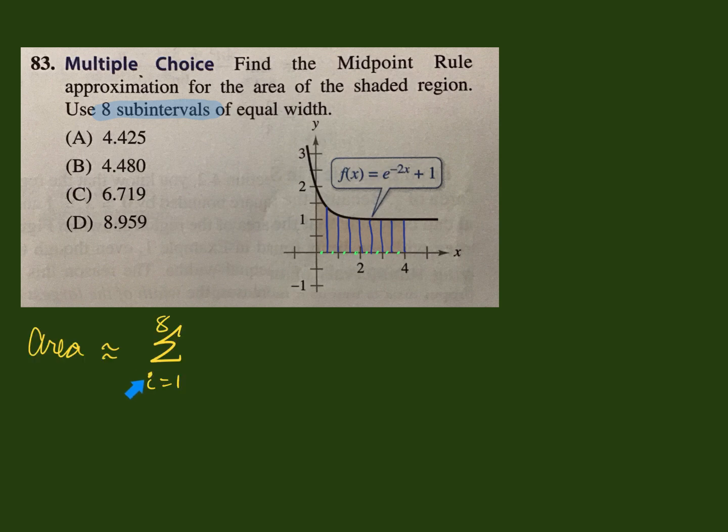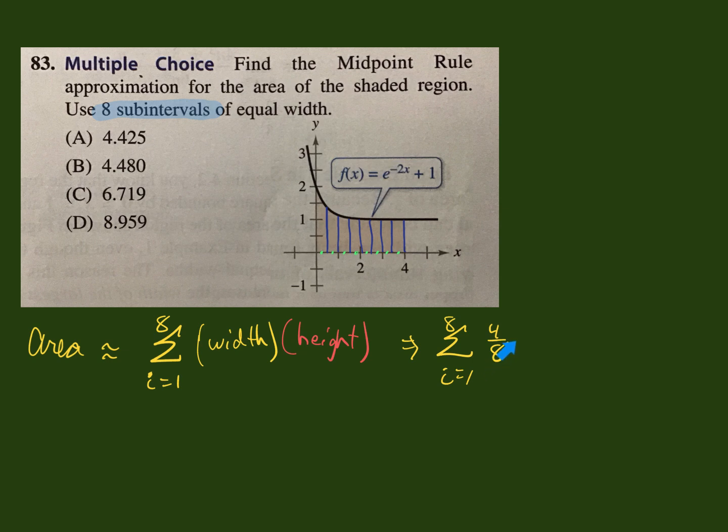I'm going to go ahead and do this problem with summation notation and then use the calculator to do the calculation very fast. So we're going to have 8 subintervals, and for each of those rectangles, the widths are exactly the same. The width of this interval, which is 4, divided by the number of rectangles, which is 8. So the width is 1/2.